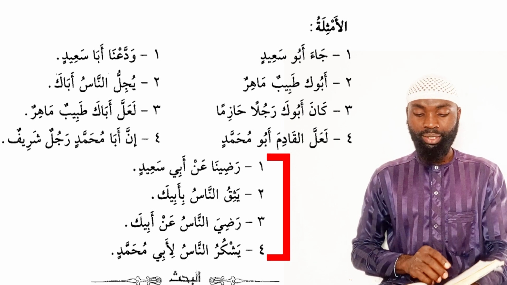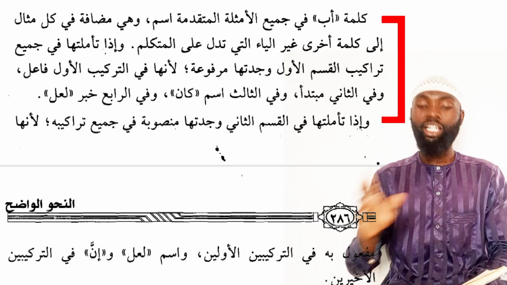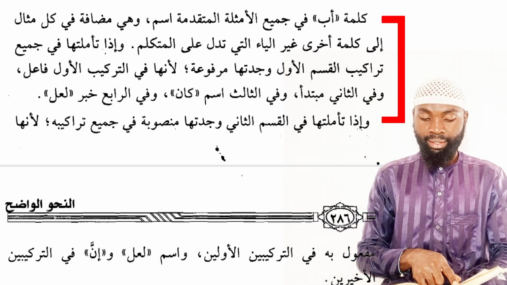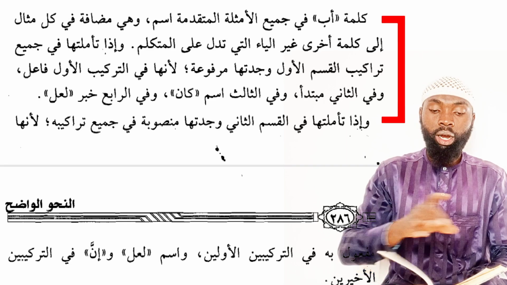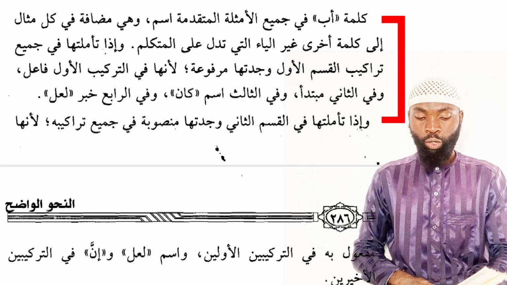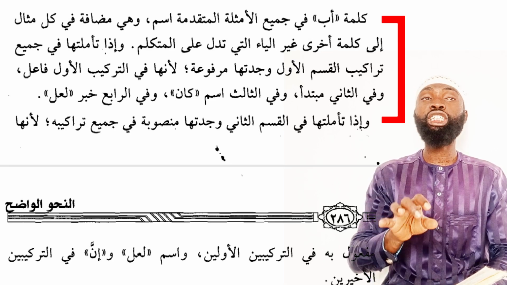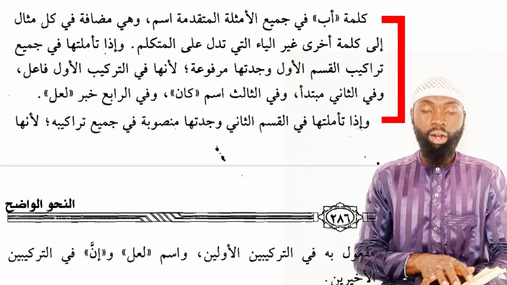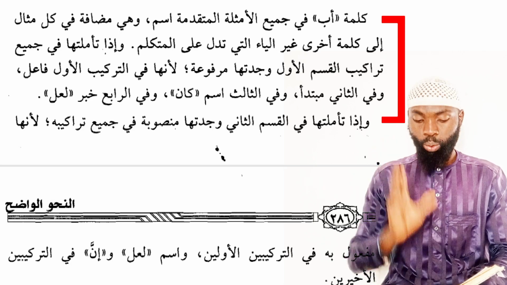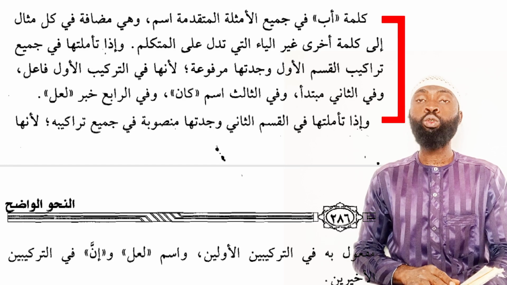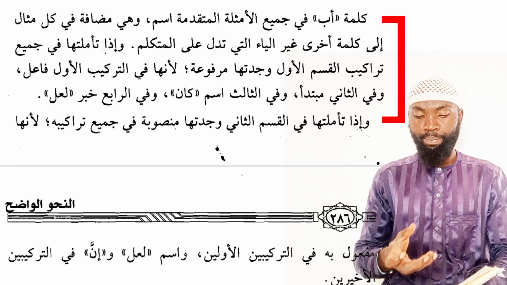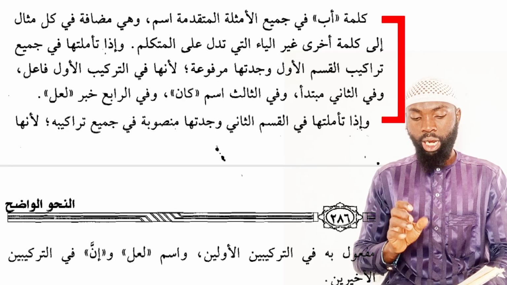Now, let's explain this in details. Al-Bahthu, research and detailed explanation. Kalimatu Abin, the word Abun that you know, in all of the examples that you can see, it is coming as a noun. And it is attached, it is serving as the possessed in all of the examples, attached to another word, except the ya of mutakallim, the ya of the speaker. Whatever the word Abu is attached to is not the ya of the speaker.